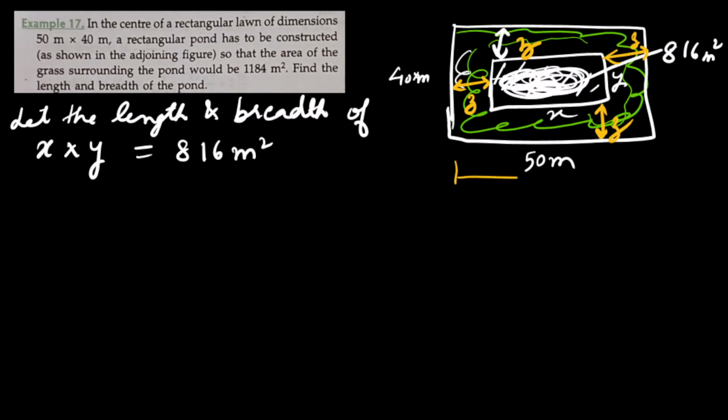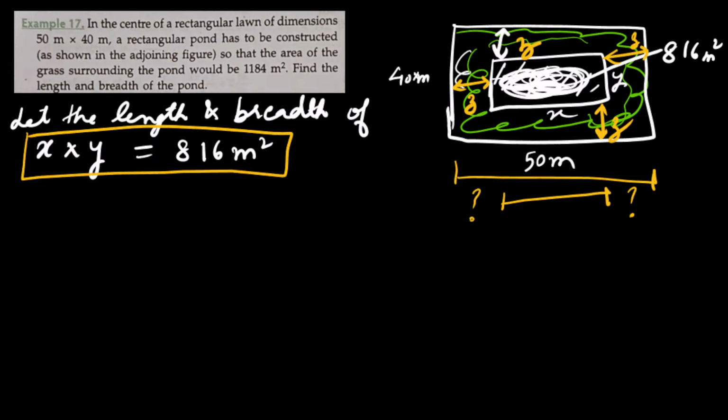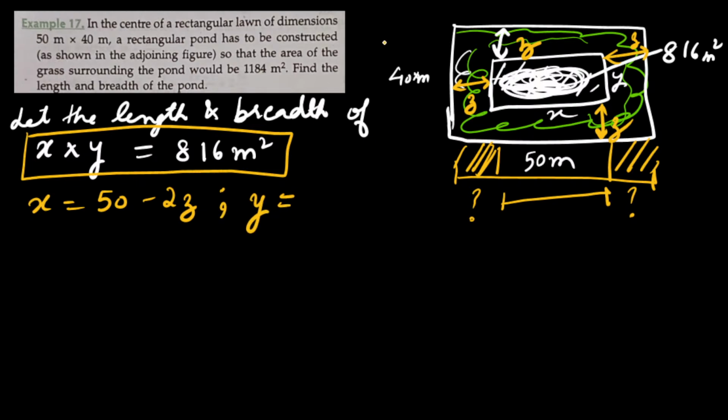Like we know this total is 50. From the total, if we subtract this part and this part, we will get the value of X. So X is equal to 50 minus 2Z, because from 50, if I subtract this part and this part, I will be left with only this much, which is equal to X. Same way, Y's value we can find in terms of Z. From 40, if we subtract these two parts, because this is also Z, this is also Z, I'll be left with Y. So the value of Y is 40 minus 2Z. Is this clear?